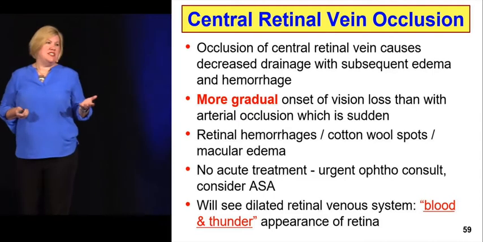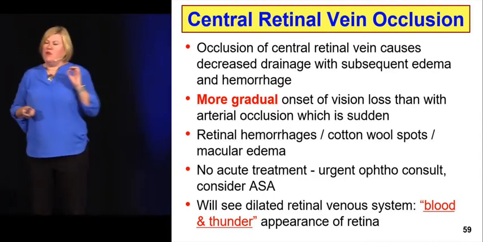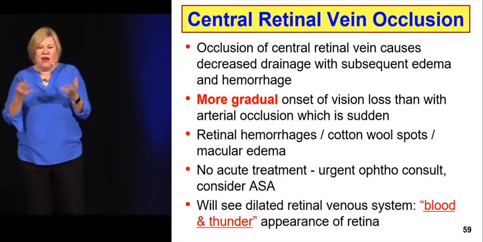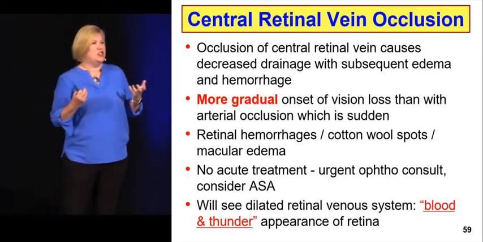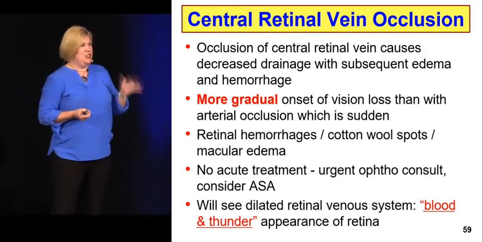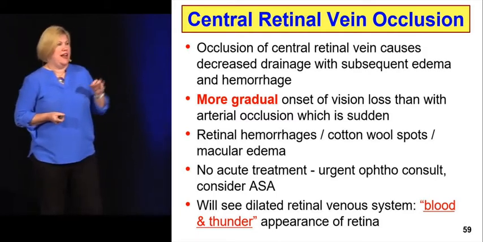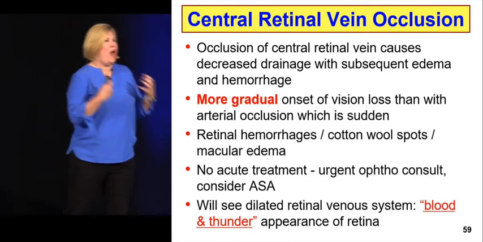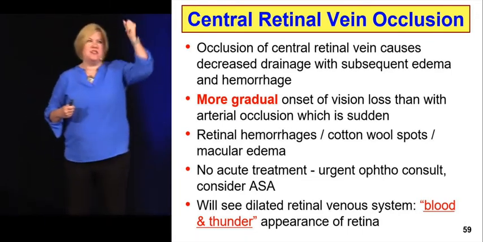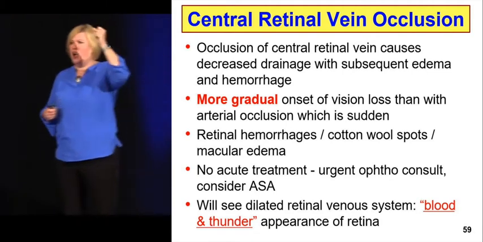This is what happens in a CRVO as well. If we occlude our central retinal vein, it's going to result in edema and hemorrhage from the pressure of the backflow if we've occluded our vein. Now, the story of vision loss for this patient is going to be a little different. It's more gradual. They've got a more gradual onset of vision loss, versus the CRAO patient, who has a quick, sudden onset of visual loss. Their artery is occluded.